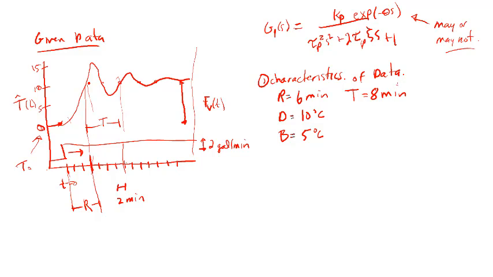And I think that's all that we need. We can also note that our delta U is equal to 2. And so D, which is equal to 10, is also equal to our delta Y, the total change in Y. Okay, so the next step is to get our model parameters.